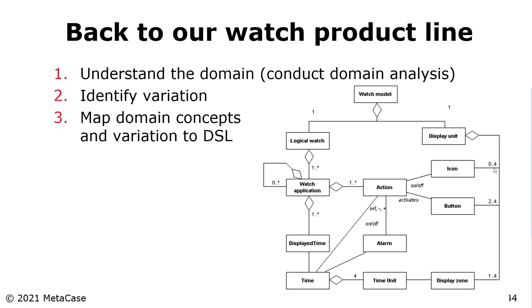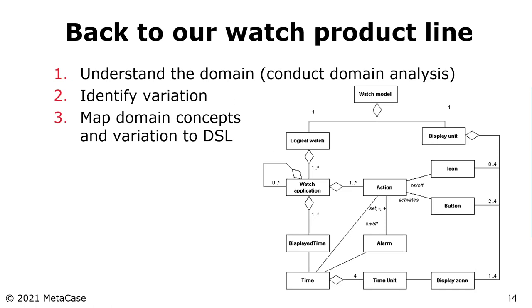One display unit contains 0 to 4 icons, 2 to 4 buttons, and shows 1 to 4 display zones. And each logical watch application may contain other applications. It shows time and makes some kind of actions. And there can be alarms, and it can show icons, and actions get activated by buttons. And time consists of 4 time units that are shown in a display zone. So we create this kind of abstract conceptual model of what the watch is about and what its variation points are.